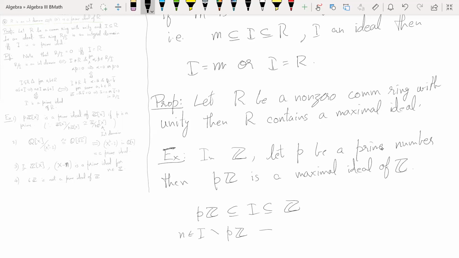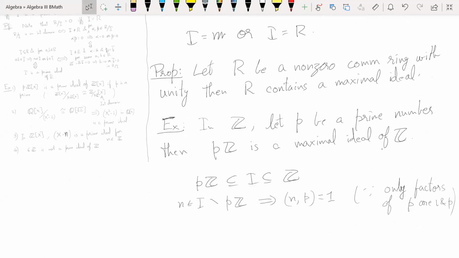And what does that mean? That means N is co-prime to P. Because N is not a multiple of P, and that means N has to be co-prime to P, since the only factors of P are 1 and P. This is where we are using the other fact I was telling you about prime: 1 and P.